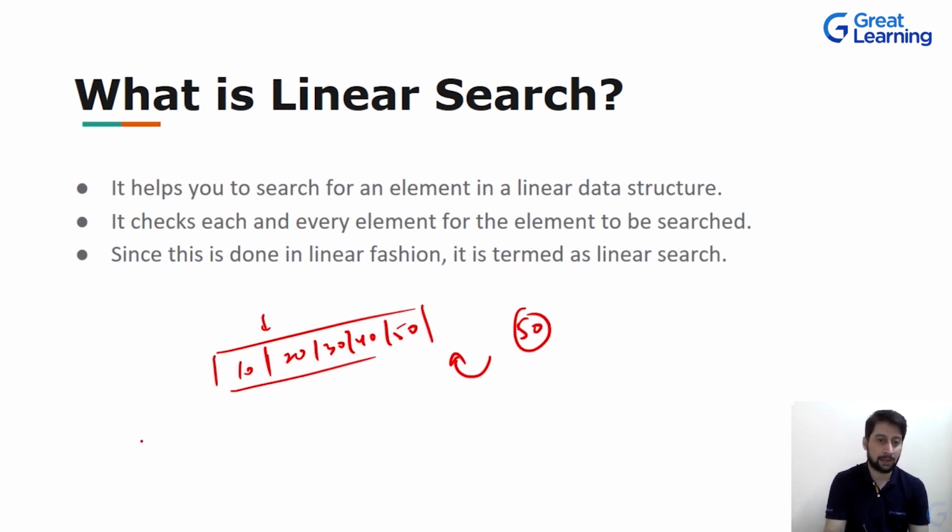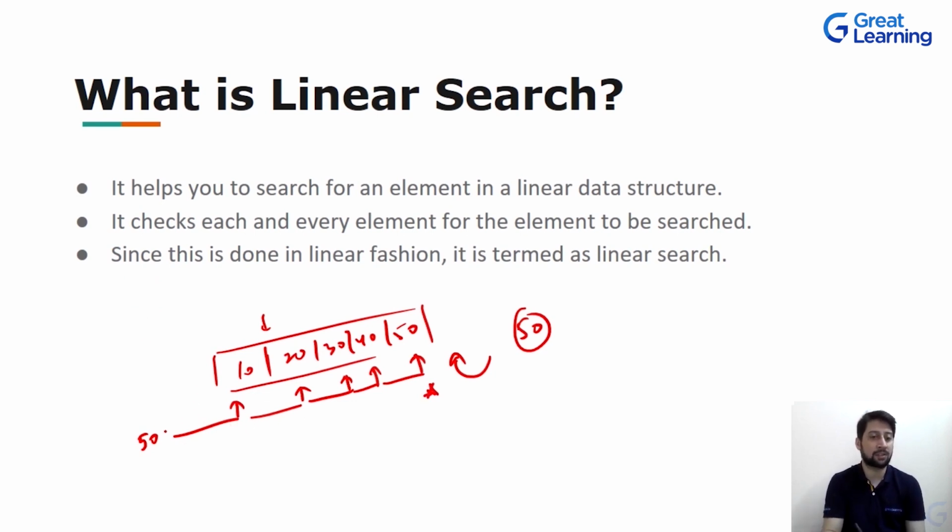If we are trying to search for the element 50 inside this array, linear search works by checking each and every element of the array against it. We check: is 10 equal to 50? No. Is 20 equal to 50? No. Is 30 equal to 50? Is 40 equal to 50? Is 50 equal to 50? Yes. So we were able to do a linear search, searching for this element inside the array one by one. We compared first with 10, then 20, then 30, then 40, and finally with 50. At the end, we found the element in the array in a linear fashion. This is what is termed linear search.